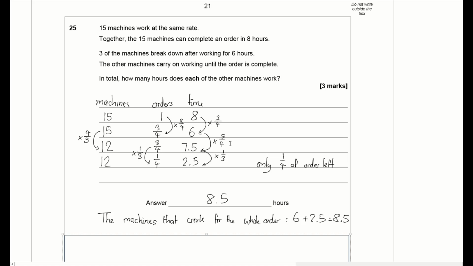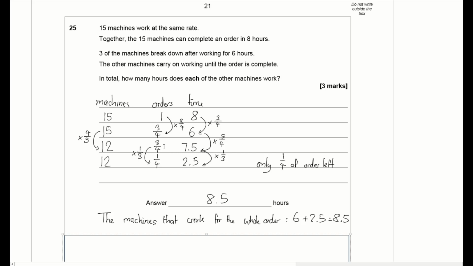So 6 times 5 is 30. 30 divided by 4 is 7.5. So what this row here is telling you is that 12 machines can complete 3/4 of an order in 7.5 hours, but that's not quite the full picture yet, because we now make the final change.